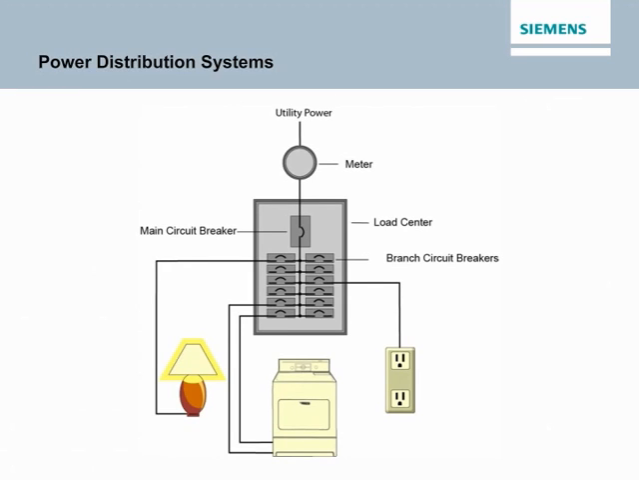Power distribution systems are used in every residential, commercial, and industrial building to safely control the distribution of electrical power throughout the facility. Most of us are familiar with the power found in the average home. Power, purchased from a utility company, enters the house through a metering device. The power is then distributed by a load center to various branch circuits for lighting, appliances, and electrical outlets.